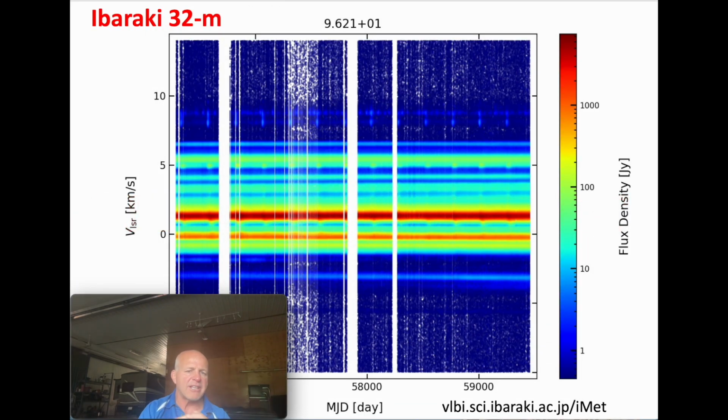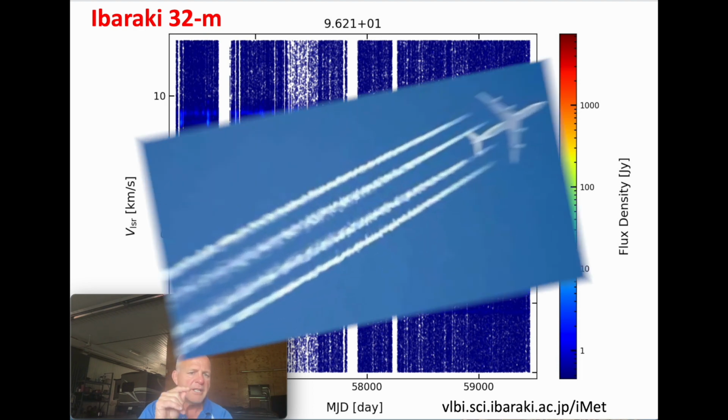And then I would stack them up over, and then I would get an x-axis in days, so you get a time, so you have velocity versus time, whereas the contour represents the strength of the signal in Janskys, okay? So we call that a dynamic spectra.